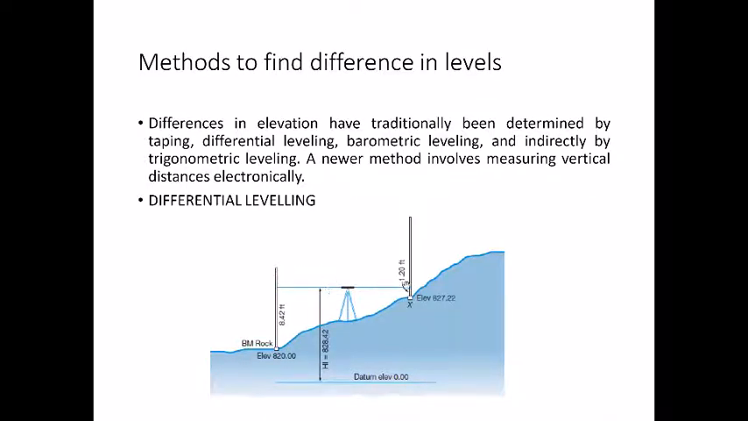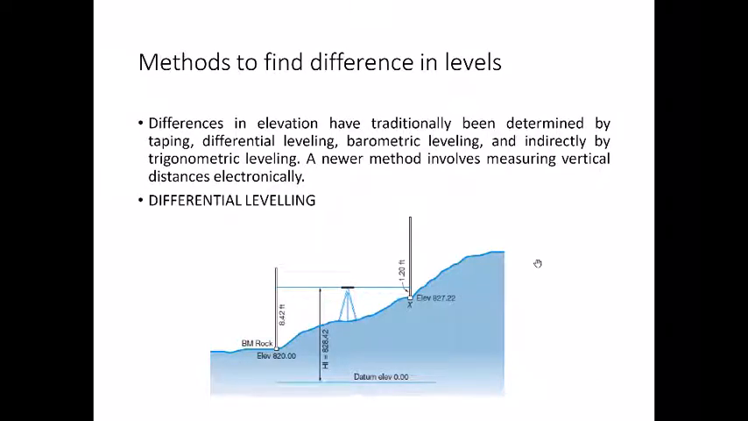Now that is above the point whose reduced level you are trying to calculate. So whatever reading you get on the leveling staff, you subtract it from the height of the instrument so that you get the reduced level of that particular point. So in this case, 828.42 minus 1.20, which is the reading on the leveling staff without changing the position or height of the instrument. So you get reduced level of that point is 827.22. So this is called as differential leveling.